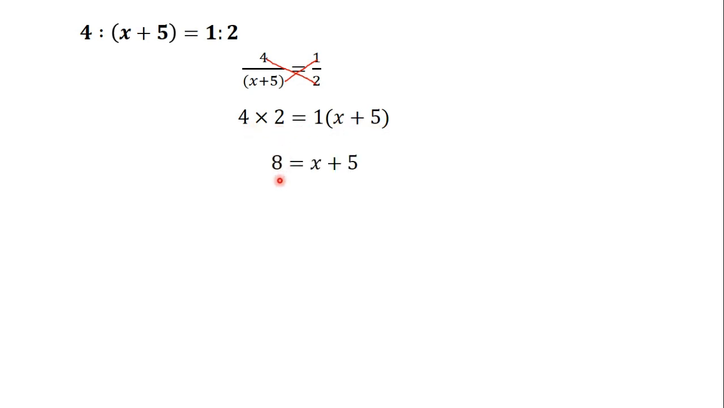4 times 2 will give us 8. 1 times x will give us x. 1 times 5 will give us 5. So you will have 8 is equal to x plus 5. We want to find x, so I'll send 5 to the left hand side, and this will give us 8 minus 5 is equal to x. 5 is positive here, so when it crosses to the left hand side, it's going to be negative. We have 8 minus 5 is equal to x. 8 minus 5 is 3, so 3 is equal to x, or x is equal to 3.